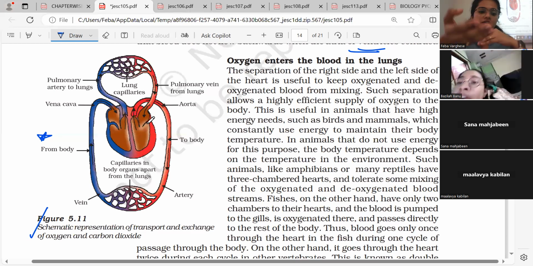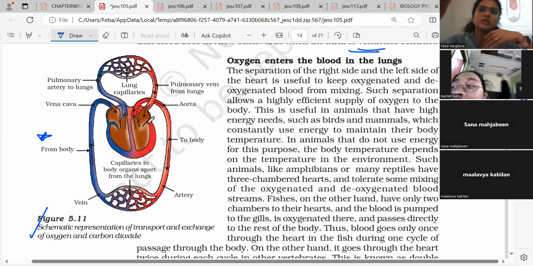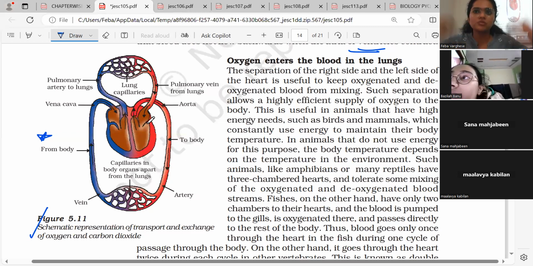So why is it called double circulation? Because there's pulmonary circulation and also systemic circulation. What is pulmonary circulation? The supply of blood to the lungs is called the pulmonary circulation, and systemic circulation is done to all parts of our body. Now, what is the significance of this double circulation, guys?